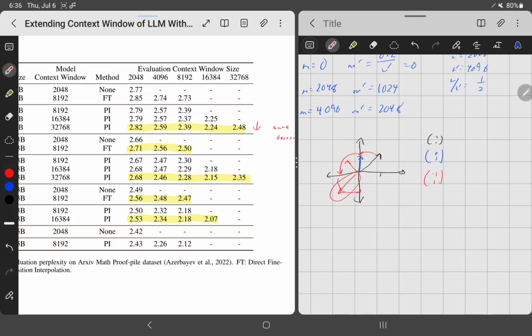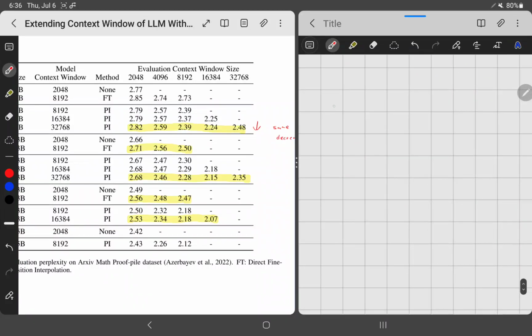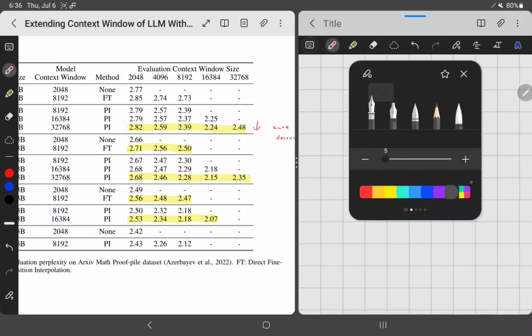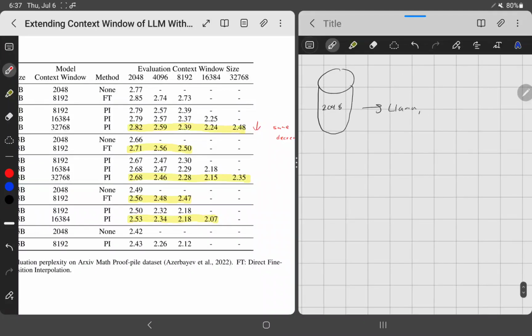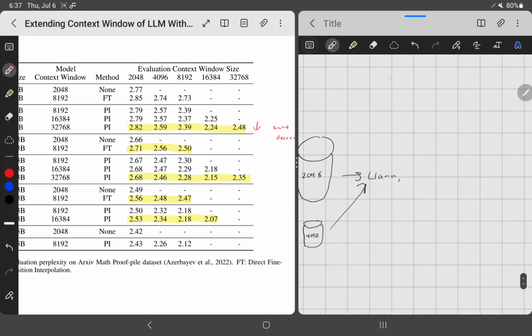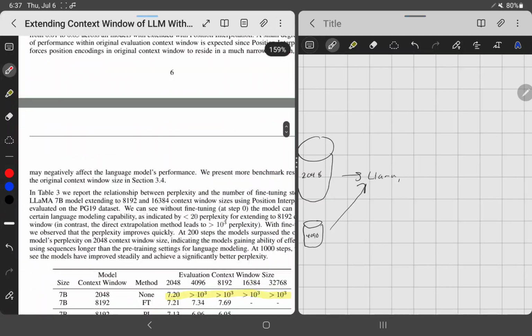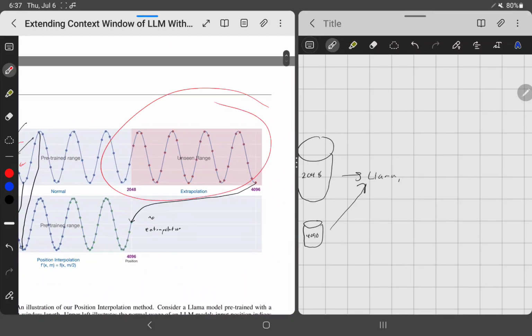Now another thing to point out is, how does this compare to, say I have a data set composed of sequences that are 2048, and I train my llama model on that, so this is llama sub 1. And then I take this llama model, and I have a smaller data set of 4096. And then I fine tune the llama model using the normal extrapolation method, where you go beyond the sequence length.